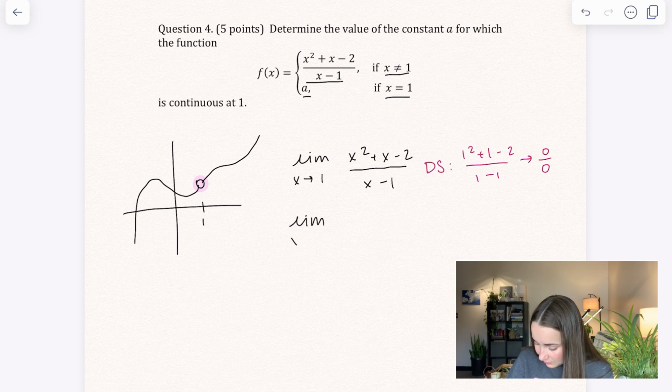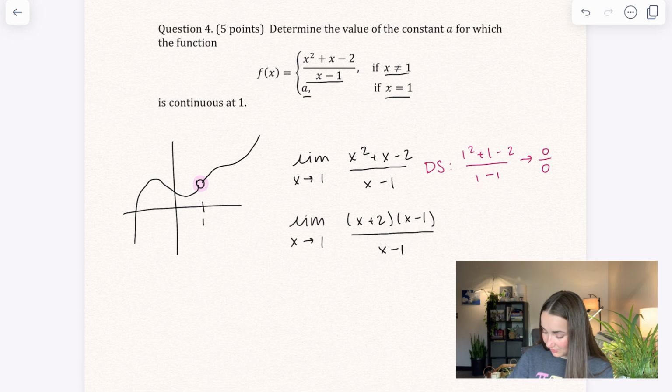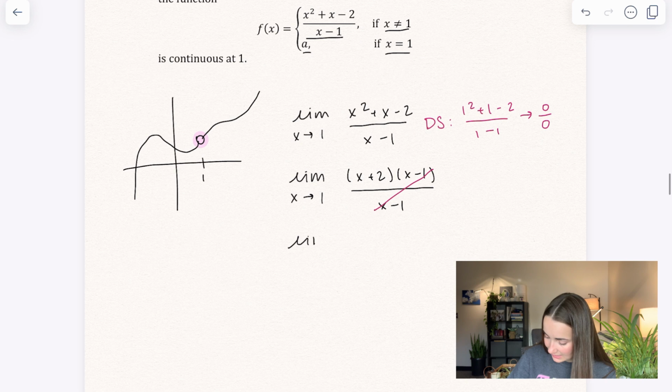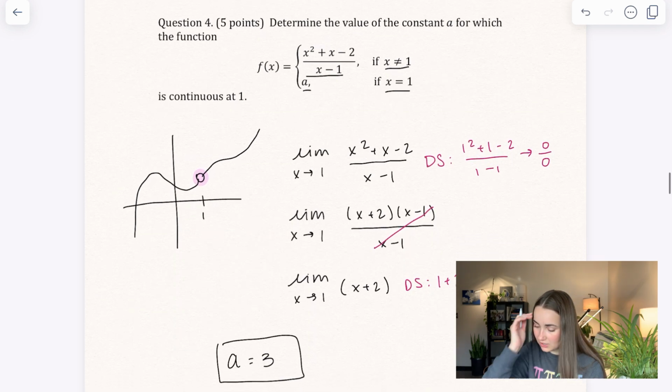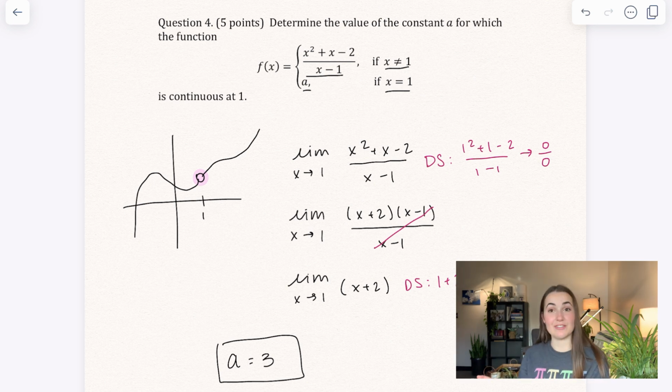Otherwise, what I would do is I would factor, because I think that's what my brain would see first. So here this factors into x plus 2 times x minus 1 divided by x minus 1, and that's very nice because the x minus 1 divides out. And so here we're just left with the limit as x approaches 1 of x plus 2. Now we can try direct substitution, and we get 1 plus 2 is equal to 3. And so this tells us that we want a to equal 3. It doesn't say that we have to explain why, it just says to find the value of a, so I believe that we're done. If you applied L'Hopital's, you should also get a value of 3.